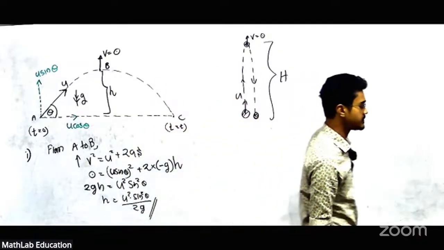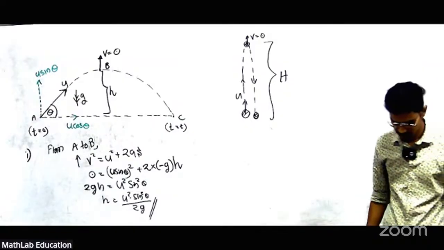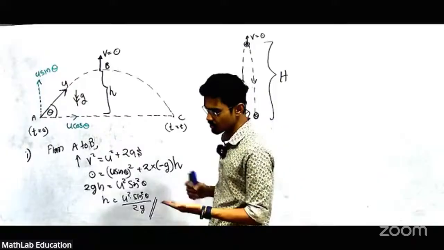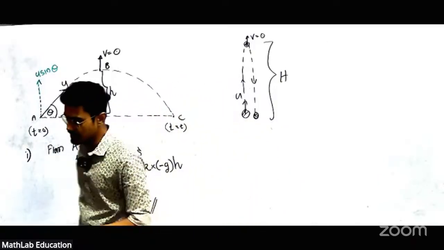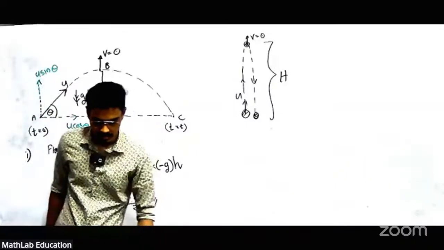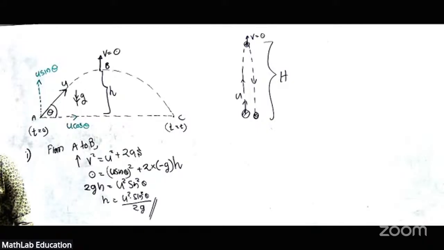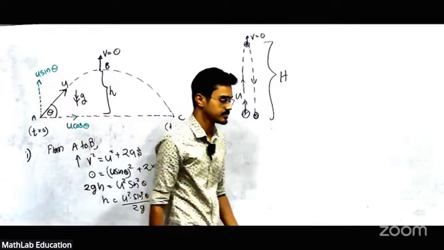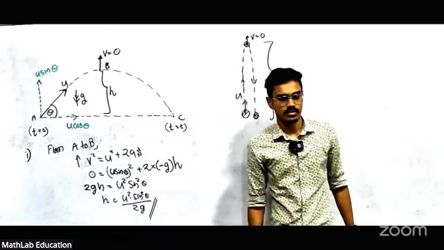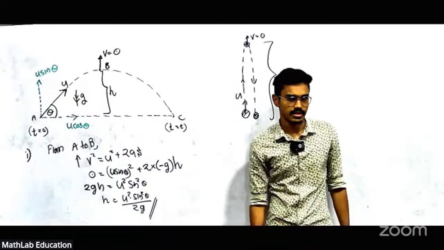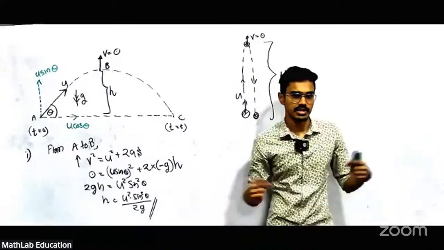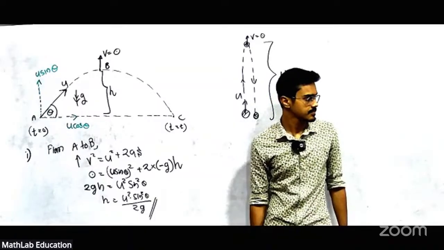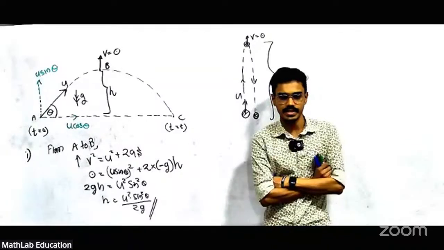Next point. Therefore, by considering vertical motion of particle from A to B, maximum height reached by projection can be determined.